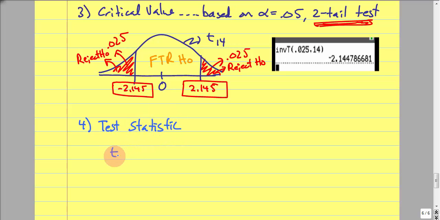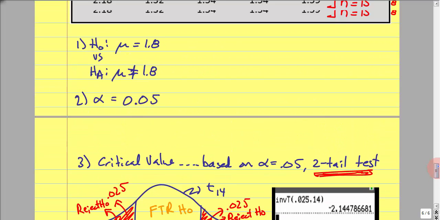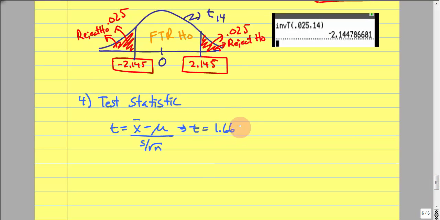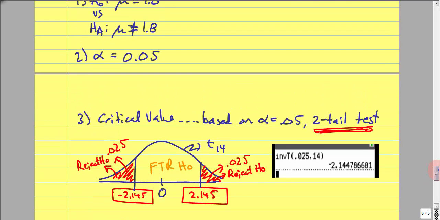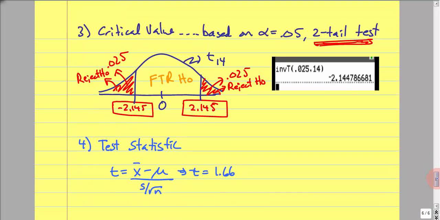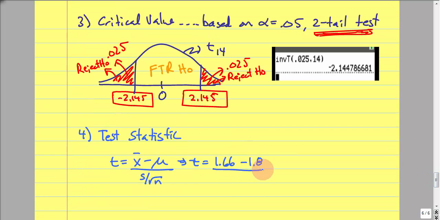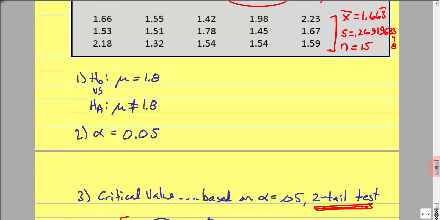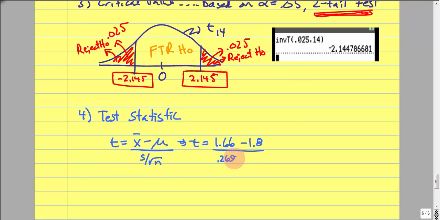And again, my test statistic is based on the t-distribution because sigma is unknown. So I have x bar. Okay, let's go back up and look. X bar was equal to 1.663 repeating, and I'll just round that to 2 places. My mean is 1.8, and that comes from right up here in my H0. Now my S, that's going to be a tough one for me to remember, 0.269196. We don't want to over round because if we do, we'll get an incorrect answer in the end. Our sample size was 15.